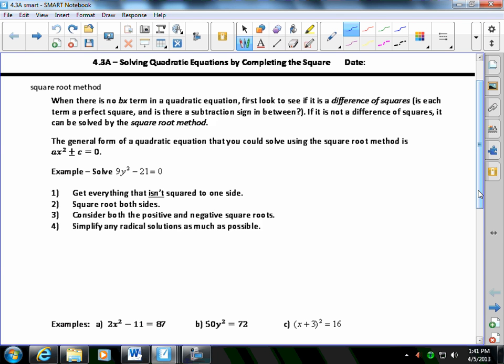So for the square root method, it says when there is no bx term in a quadratic equation, we look first to see if it's a difference of squares. Is each term a perfect square, and is there a subtraction sign in between? If it's not a difference of squares, it can be solved by using the square root method. The general form of a quadratic equation that you could solve using the square root method is ax squared plus or minus c is equal to 0. So basically you're missing that x term, the term where the variable has a power of 1.